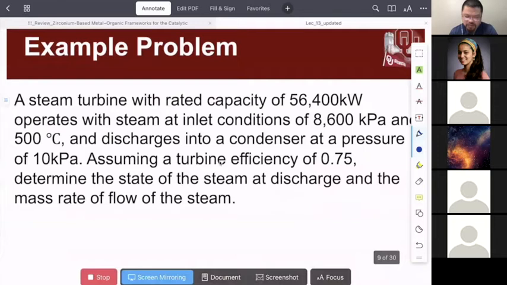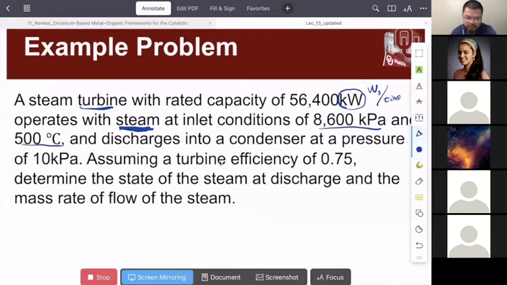Nevertheless, let's move on to take a look at this example problem to see how we are going to utilize the two simple equations we just revisited, or just derived, to see the process of the problem solving. So here comes the problem. It says a steam turbine with related capacity of work rate. That is the work rate, right? That is the shaft work divided by time, the rate of the shaft work, with steam water at inlet condition of P1 and P2.